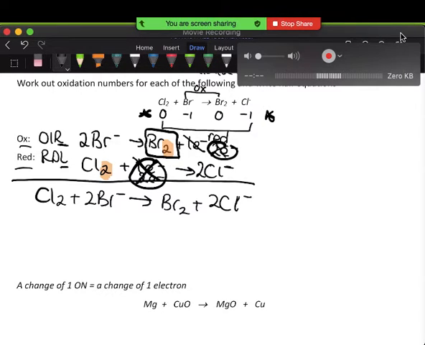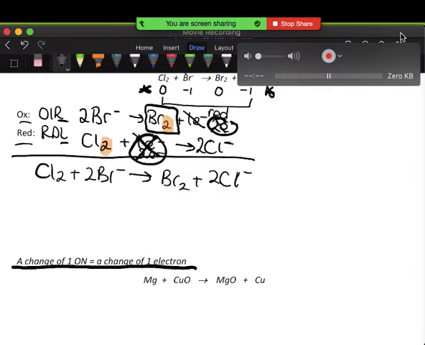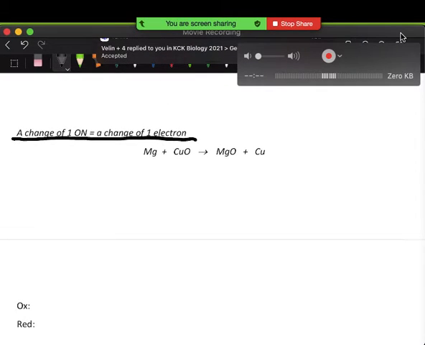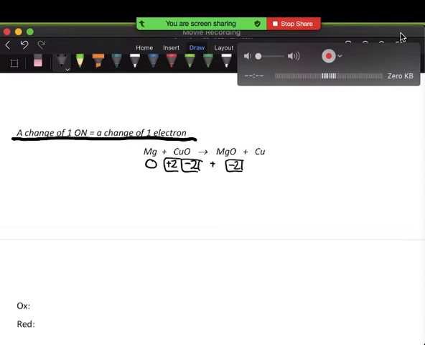Okay, so it just says down here, a change of 1 oxidation number is a change of only 1 electron. So you're getting the number of electrons from the links in your square brackets. So then just down here for our magnesium, that's going to be 0. This is going to be -2 for oxygen here, +2 for copper here, -2 for oxygen here, +2 for magnesium here, and 0 for copper here because they're elements.